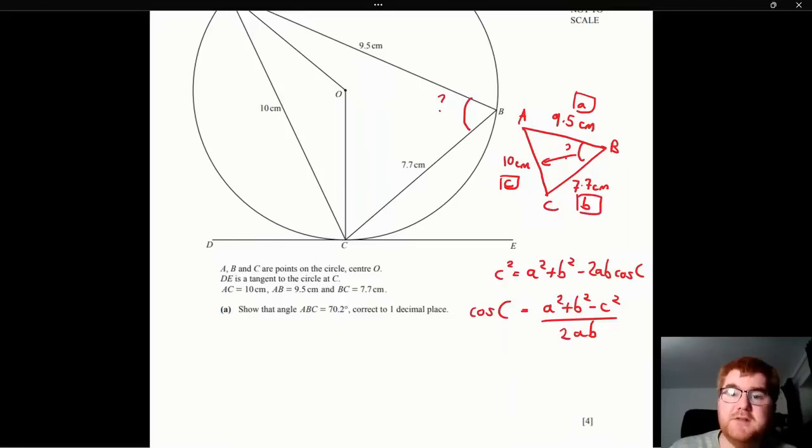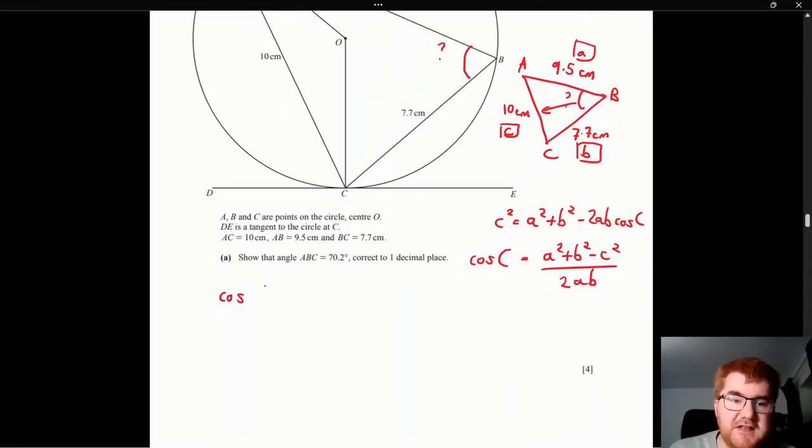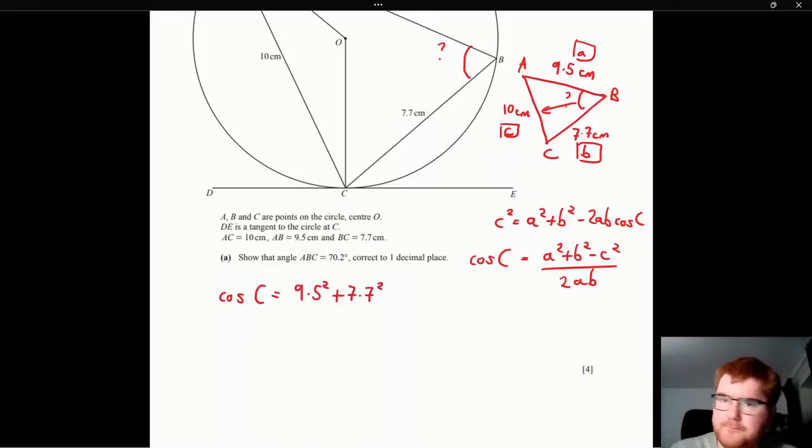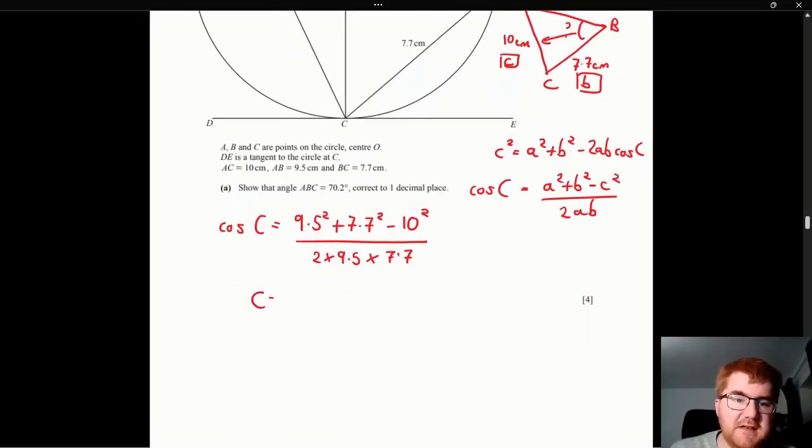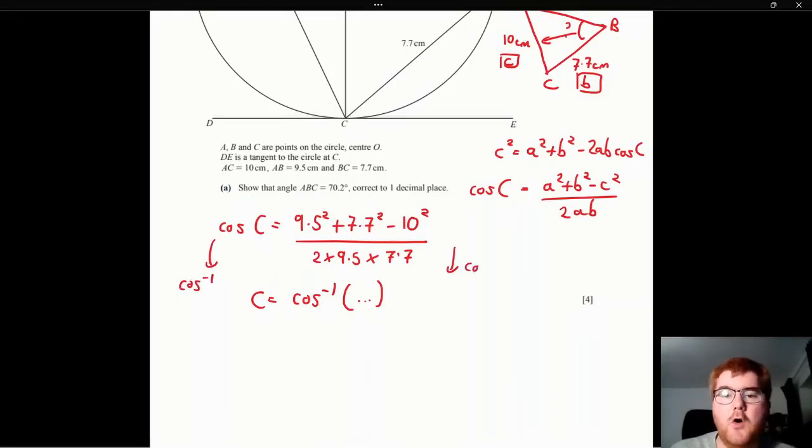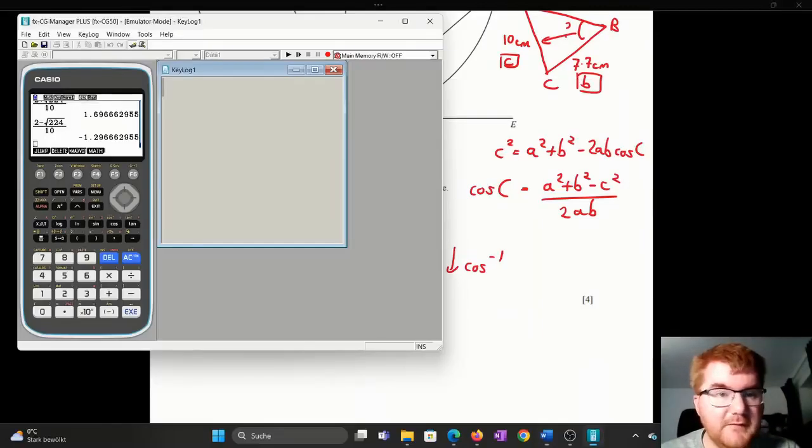So we pop this into our formula, so we get cosine of C equals 9.5 squared plus 7.7 squared minus 10 squared, all over 2 times 9.5 times 7.7. And of course C is going to be the inverse cosine of what's above here. Remember, the opposite of cosine is inverse cosine on both sides. So let's go to the calculator and work this out. Make sure it's in degrees, otherwise bad things will happen here. So let's get our fraction ready.